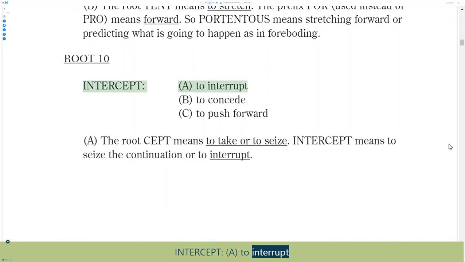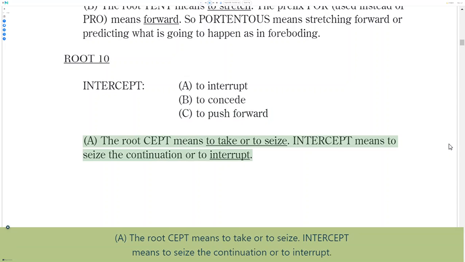Intercept. A. To interrupt. B. To concede. C. To push forward. A. The root CPT means to take or to seize. Intercept means to seize the continuation, or to interrupt.